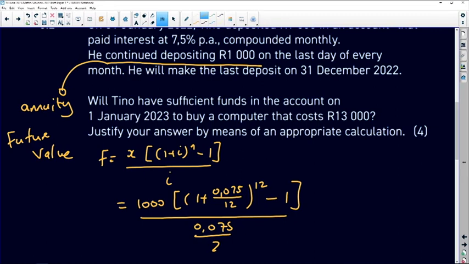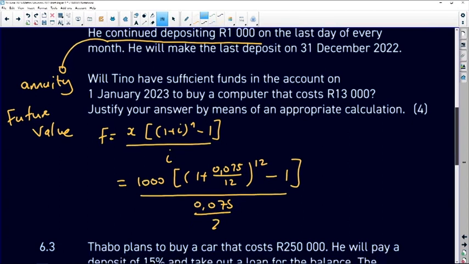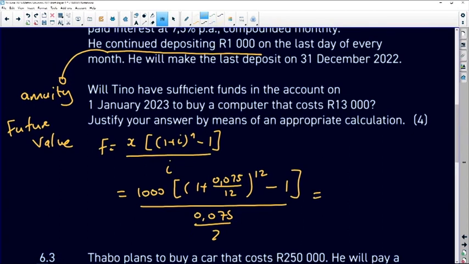Then from here, you just figure out what the answer is going to be. When you compute this, it gives us 12,421.22 rands. So unfortunately, he's not going to make it. So therefore, we did not answer the question yet. They said, will he have sufficient money? So unfortunately, he won't have enough. So we're answering the question now.